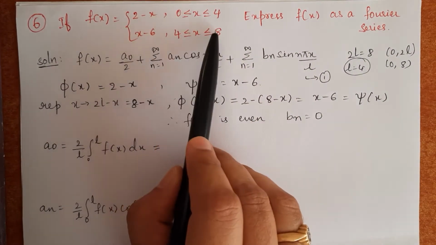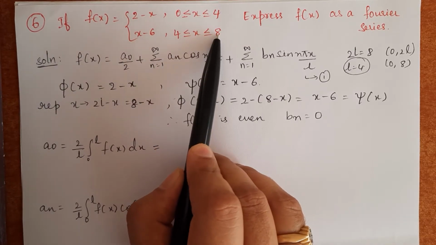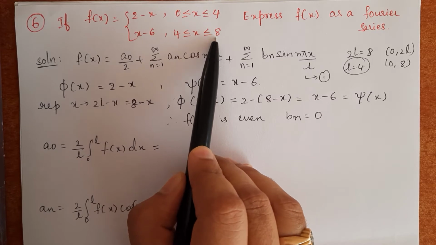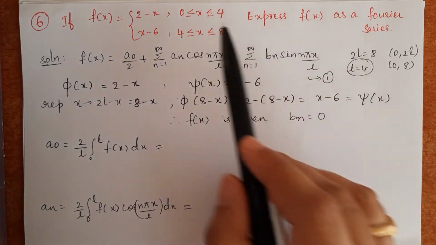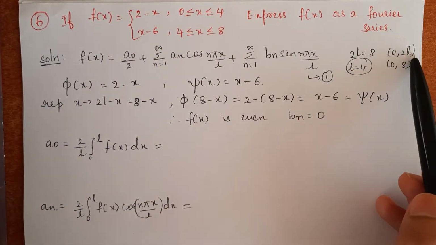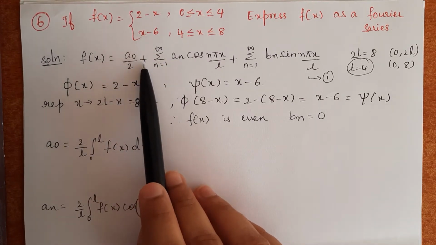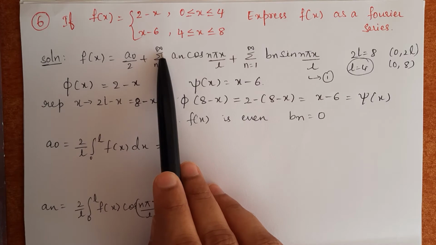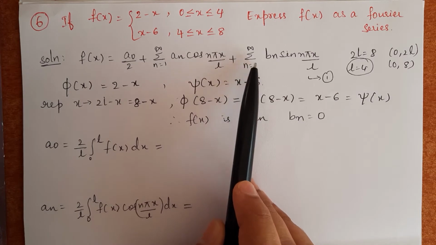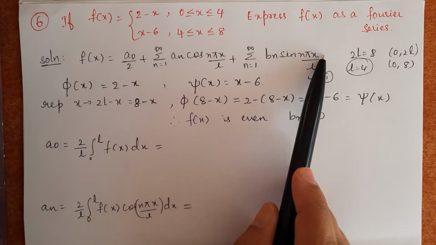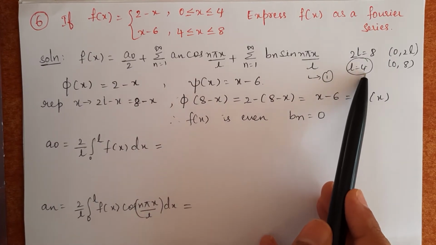Now, if we observe the given interval, this is similar to 0 to 2L, where 2L value is 8, which implies L is 4. So, the given interval is similar to 0 to 2L. So, the corresponding Fourier series expansion is f of x equals a0 by 2 plus summation n equals 1 to infinity an cos n pi x by L plus summation n equals 1 to infinity bn sin n pi x by L. Let us call it equation 1, where L is 4 for this problem.